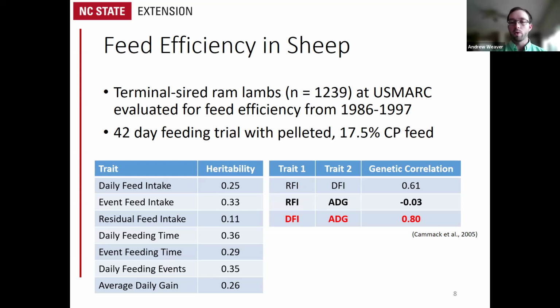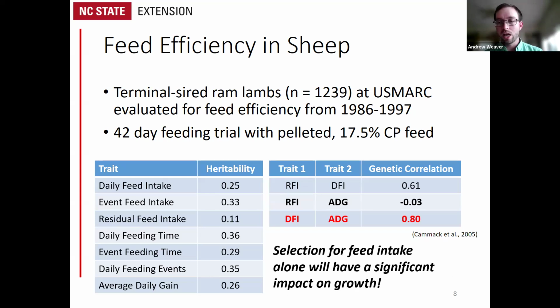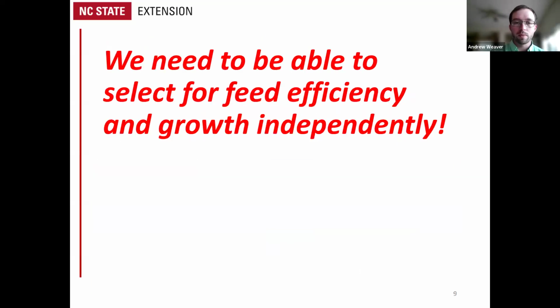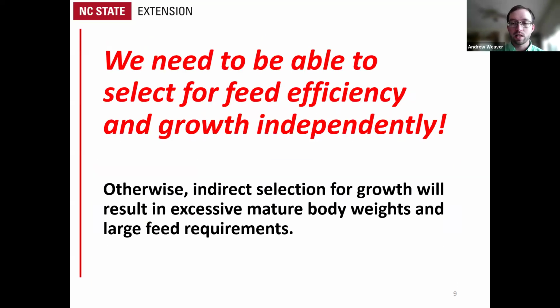So what would be ideal is to be able to select for those two traits independently and allow the producer to make their own decision on how much selection pressure they want to put on each individual component. And so we need to select for them independently. Otherwise, indirect selection for growth will result in very large mature body weights and significant feed requirements for those larger animals. So we need to have two independent traits, and that's why residual feed intake becomes a very appealing metric to utilize as a measure of feed efficiency.